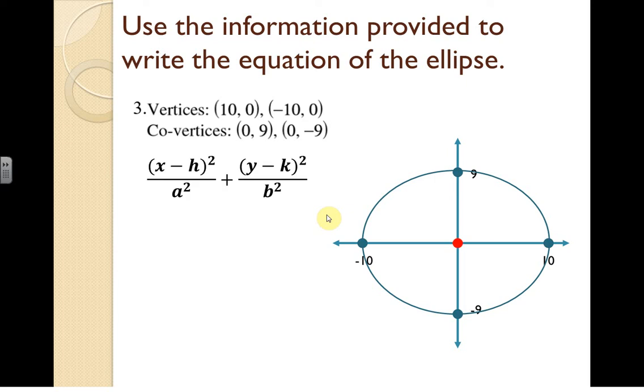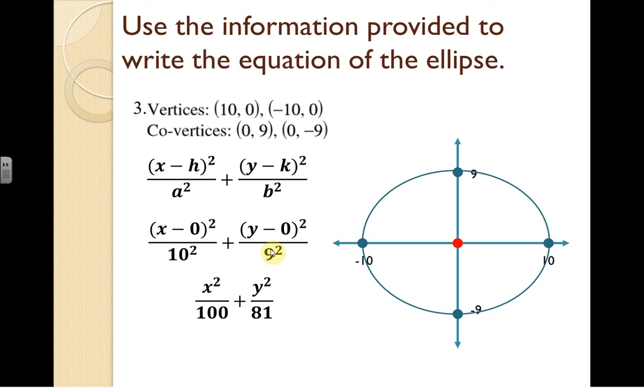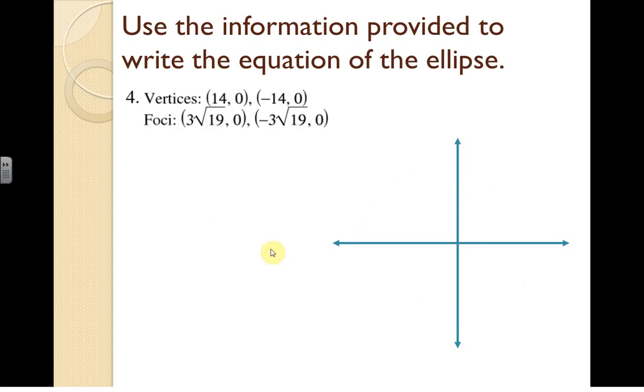So I need to figure out my formula. So I have a center at the origin. I almost said at the vertex, sorry. I have a center at the origin, so 0 goes in there. And then this value is 10. This value is 9. Plug them in. Square them. Boom. There you go. So pretty. Okay. Foci. All right, we're going to sketch it because that's what we do.